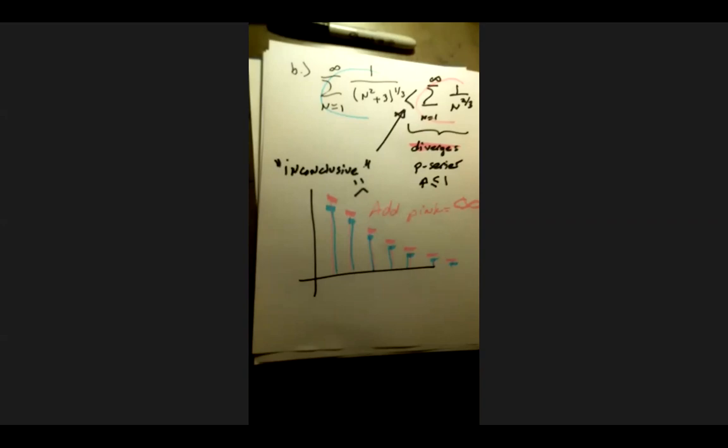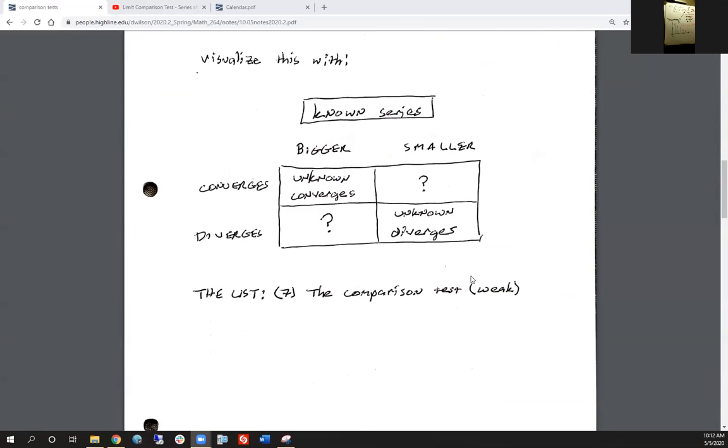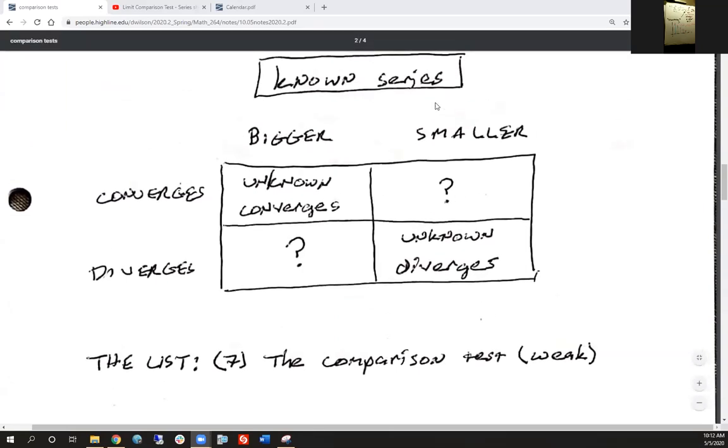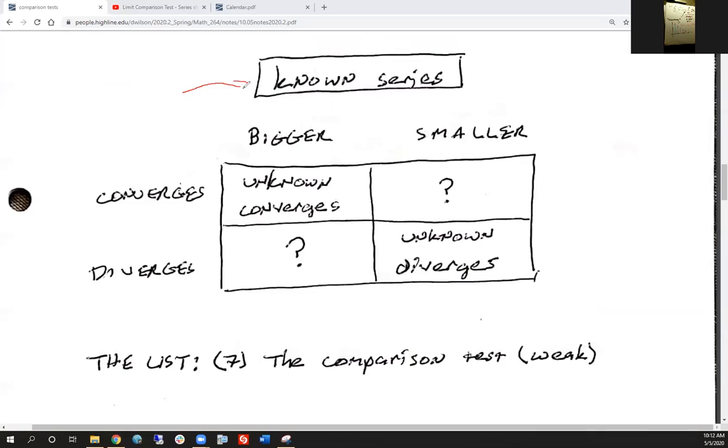Let me screen share again and show this little chart here. I think that this helps a little bit. So when you're doing the comparison test, you're comparing against a known series. There's two really common types of known series. What are the two biggest known series? Geometric and the P series.